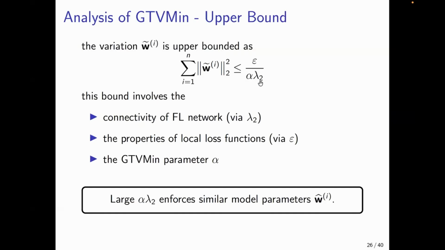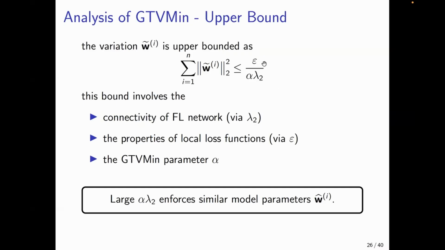And depending on the application, we can control only some of these properties. So we typically have control over alpha. Alpha is like a hyperparameter for federated learning algorithms. We might have control over lambda 2 if we can design the network. But in some applications, the network is given. There's just this connectivity available, this wireless connectivity, and it's all you can do. So lambda 2 is basically fixed.